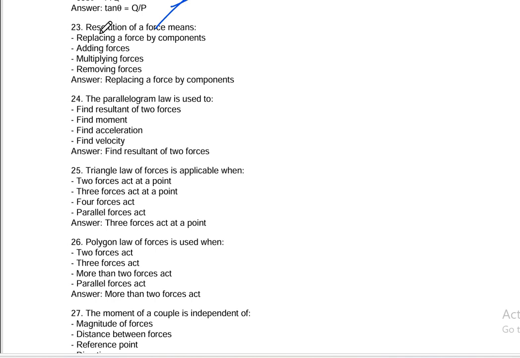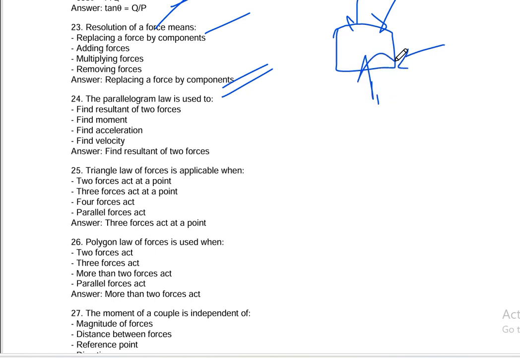Question number 23, resolution of a force means, what is the resolution of force? That is replacing a force by components. Suppose there is a body, and lots of forces are acting along the body. When we want to resolve all those forces, firstly we replace the force by its components. So what is the vertical component and what is the horizontal component? That is the right answer.